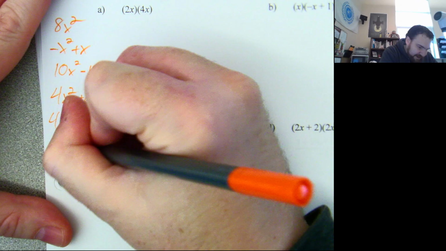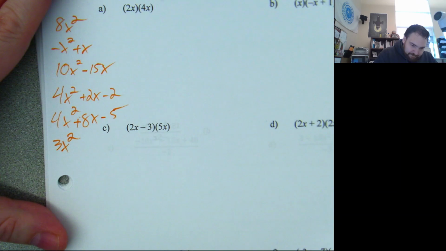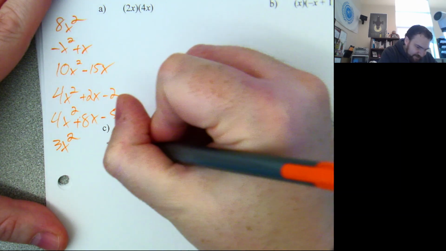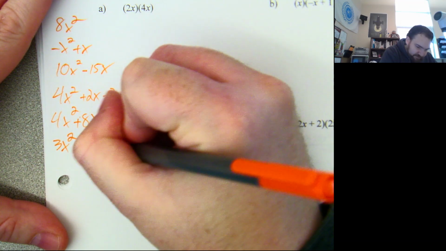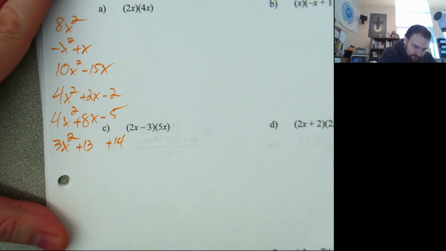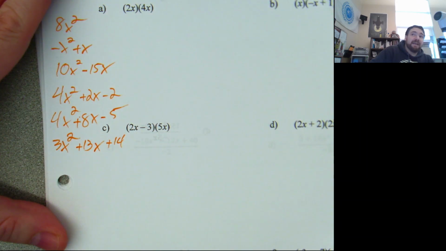A 3x squared. It's going to end in plus 14. That should be a plus 13x in the middle there. It's 13x. That should be that guy there.